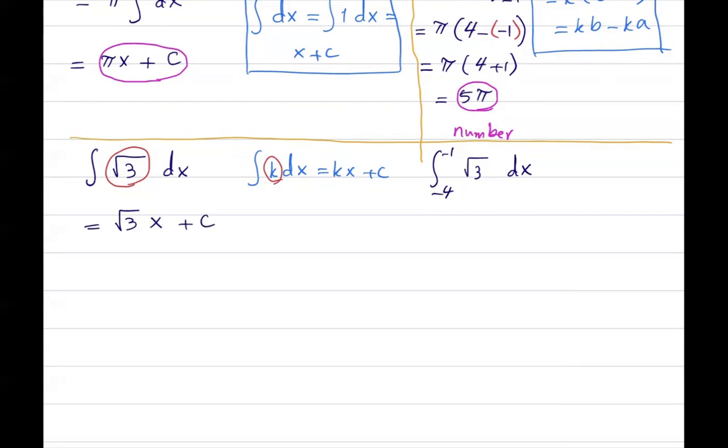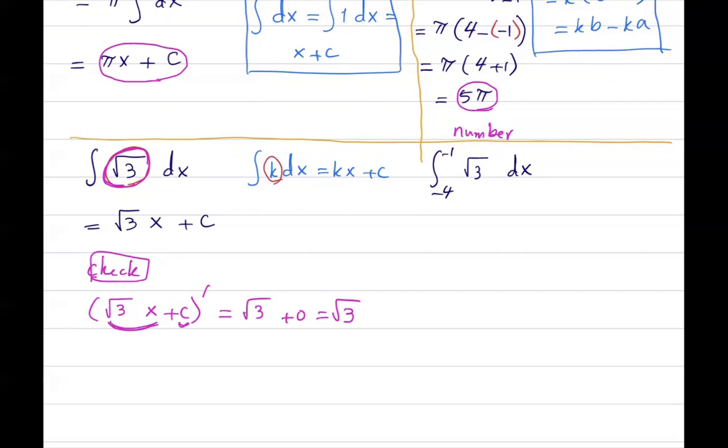Remember that you can always take the derivative and check whether the derivative is the same as the quantity inside the integral. So if you are not sure, you can always check your work. How do we check the work? You can take the derivative of square root of 3 x plus c. The derivative of square root of 3 times x is just square root of 3. The derivative of c as a constant is 0. So you end up with square root of 3, which is indeed the quantity inside your integral.